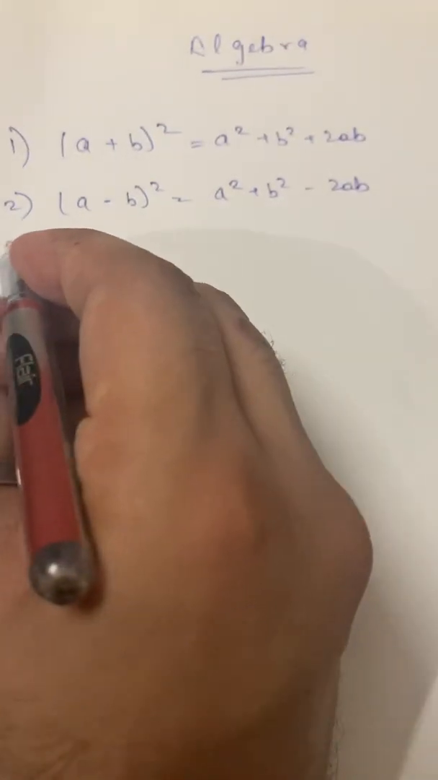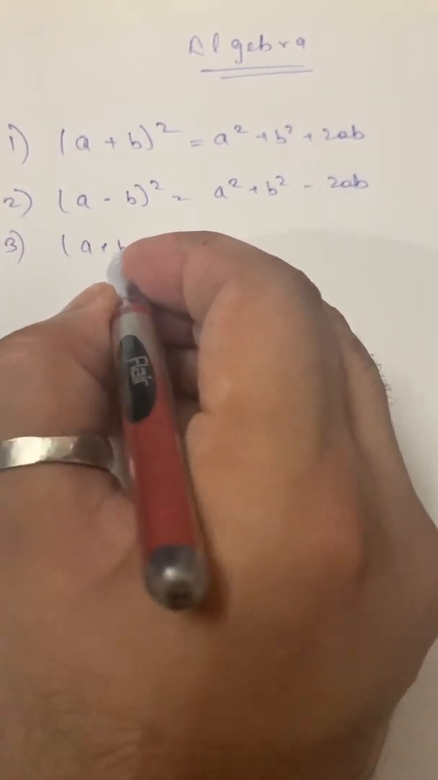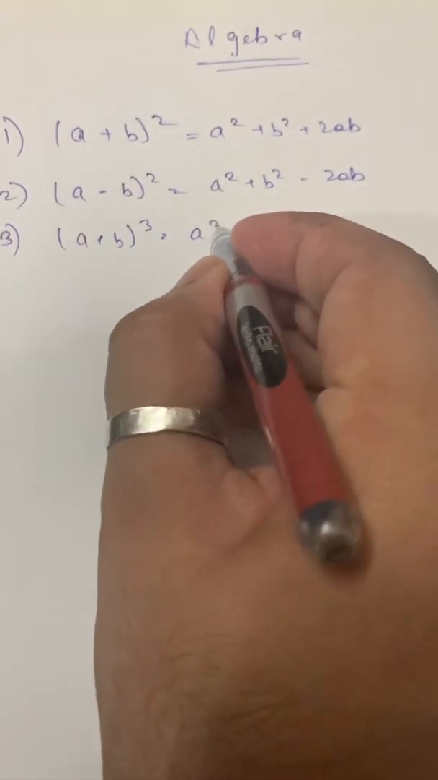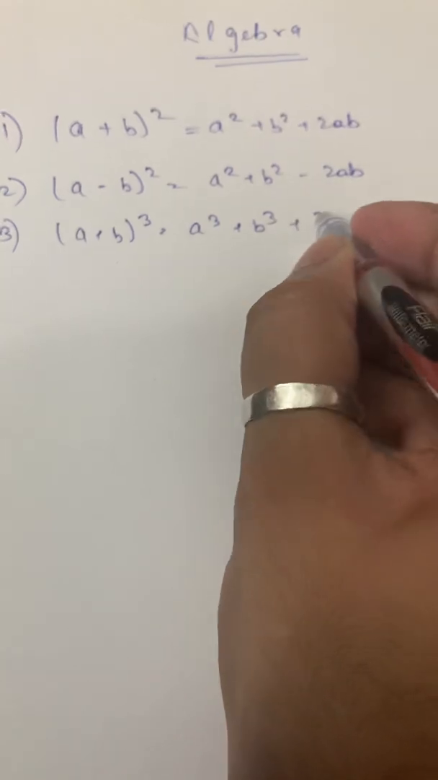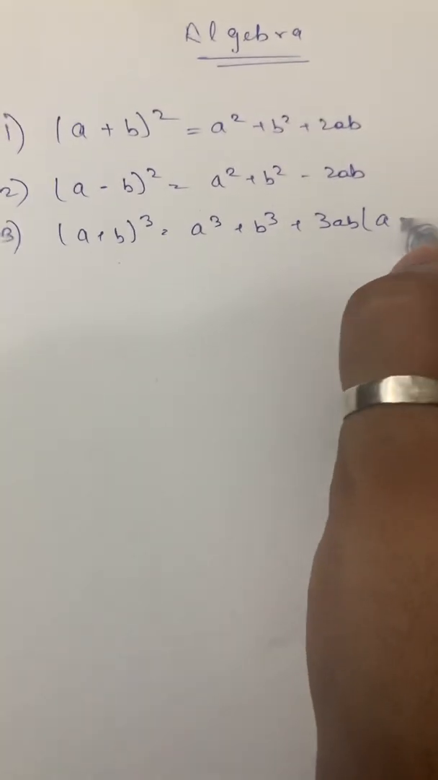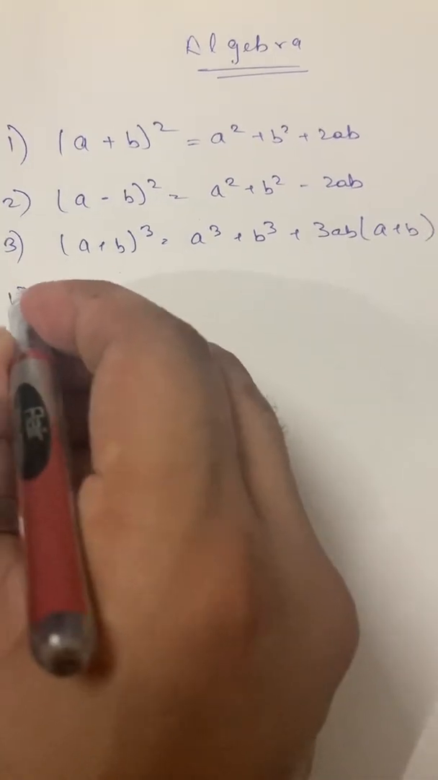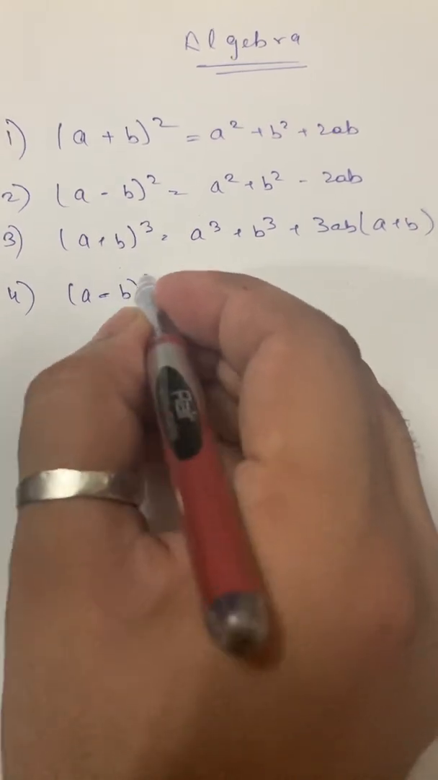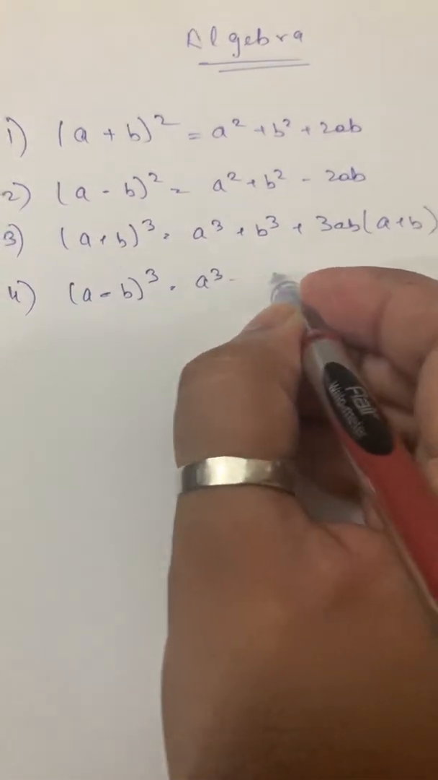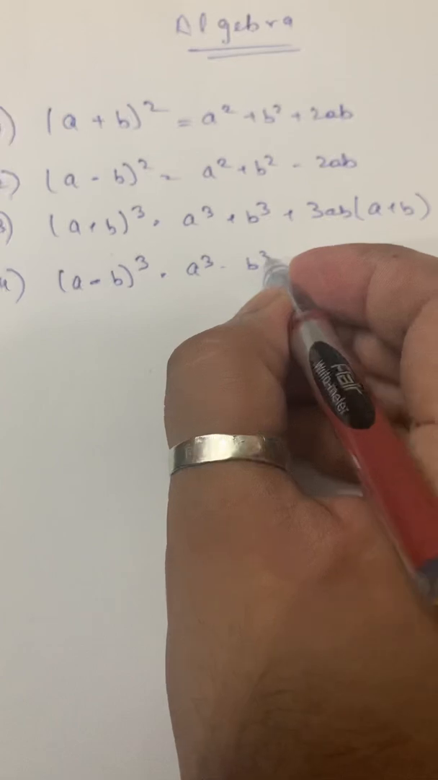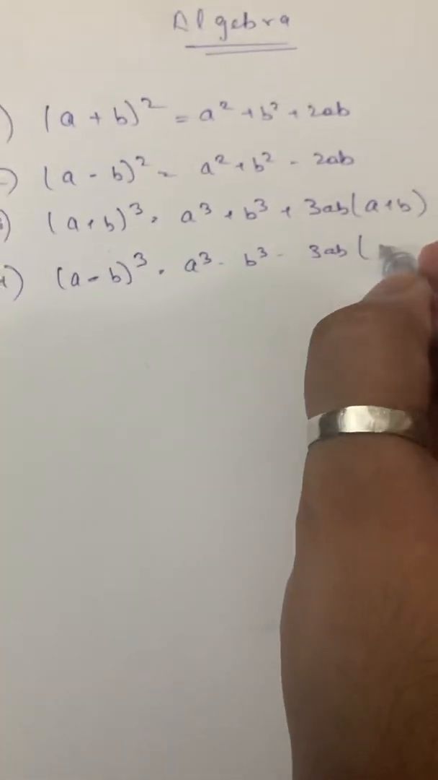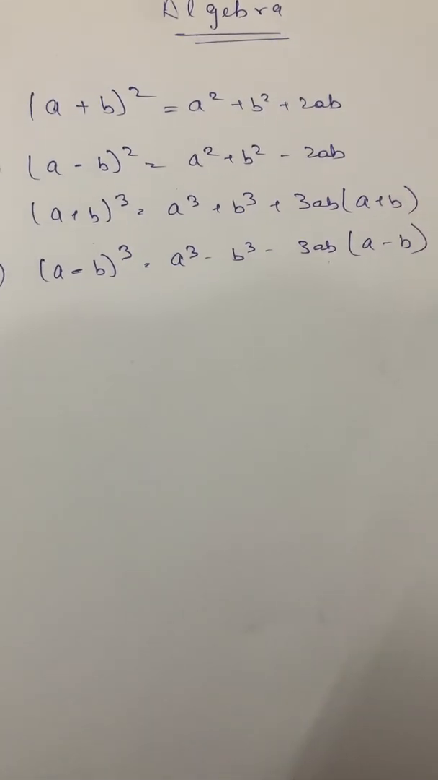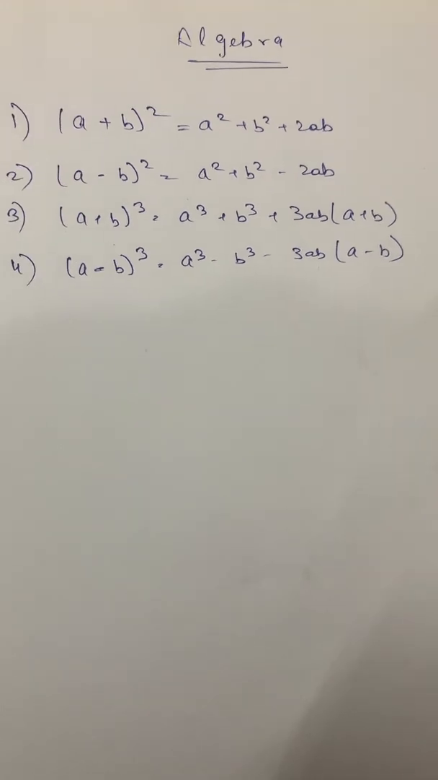If there is (a plus b) whole cube, that will be equal to a cube plus b cube plus 3ab into (a plus b). And if there is (a minus b) whole cube, that will be equal to a cube minus b cube minus 3ab into (a minus b), that is (a minus b) whole cube.